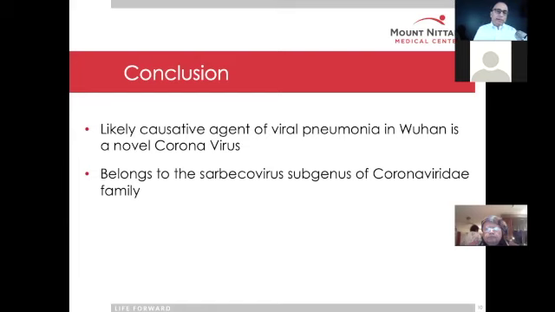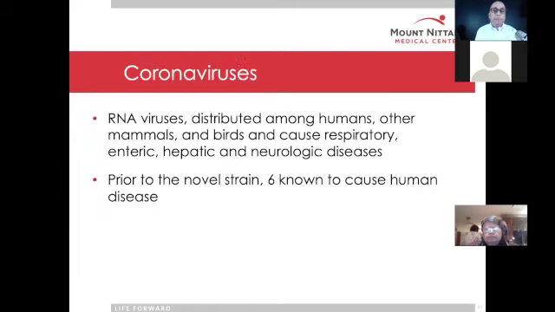And you don't have to remember the details of the names and so on, but this is where the name actually comes from. So what are the coronaviruses? This is important because the more you know the scientific background, the more you are able to make sense of how treatment is being planned and how prevention is being planned. So these are RNA viruses distributed among humans, other mammals, and birds, and cause a whole variety of diseases that include respiratory, stomach and GI type things, liver type stuff, and neurological diseases.